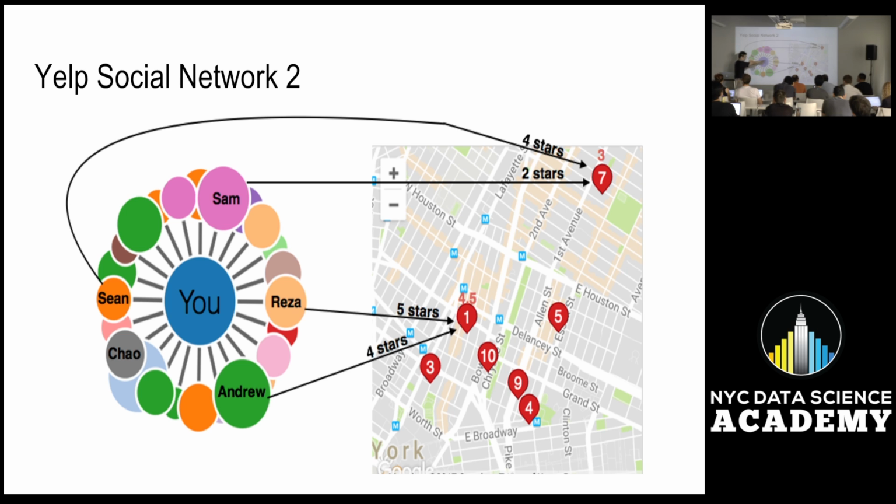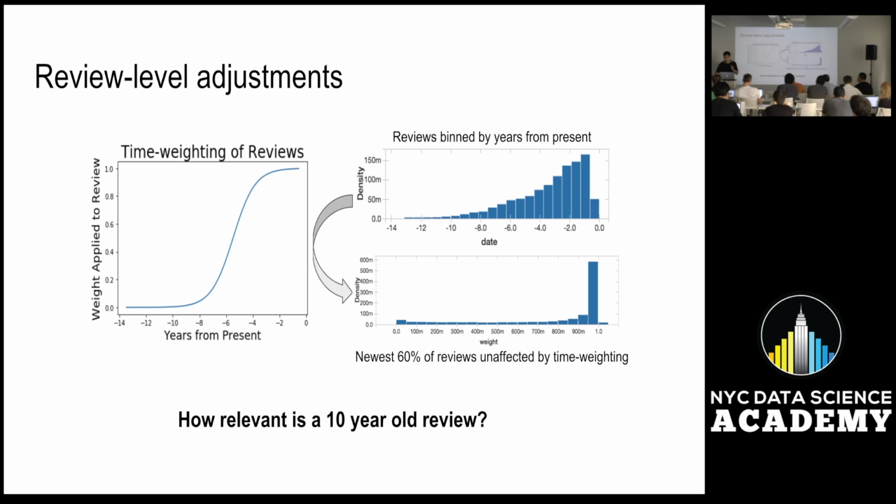So assuming on restaurant number 1, Reza gave it 5 stars, Andrew gave it 4 stars, so we would tell you that's a 4.5-star restaurant based on your close friends. And if Sam gave restaurant number 7 a 4-star, but Sean gave it 2 stars, we would tell you on average it's a 3-star based on your friends' opinions. That was that third approach. Then we would move on to another, which is the 4th approach.